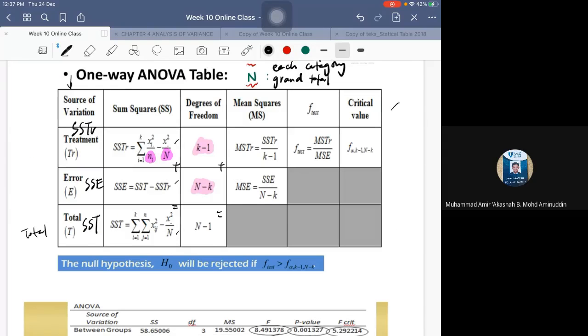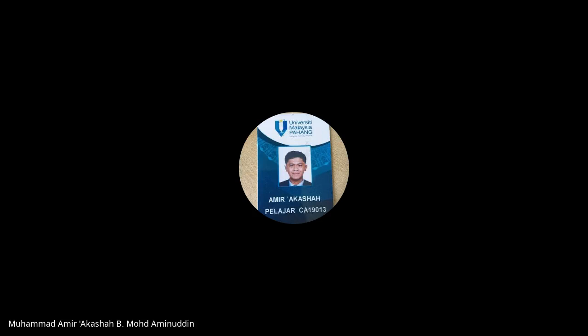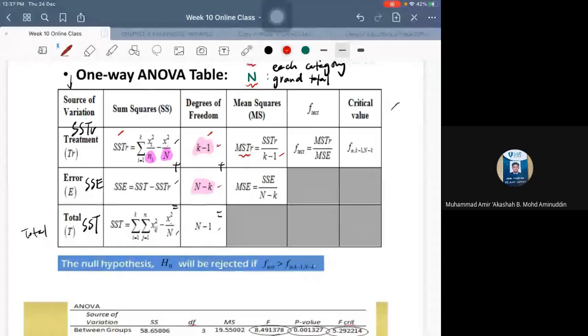Okay, so that is for the degree of freedom. And of course, when you add these two up together, you will get capital N minus 1. That is going to be the degree of freedom of the total. And how do you calculate the mean square? All you have to do is take this value and divide by the degree of freedom. That is going to be your mean square. The same goes for mean square error. You take the sum of squares, divide by the degree of freedom, and you will get this value right here.